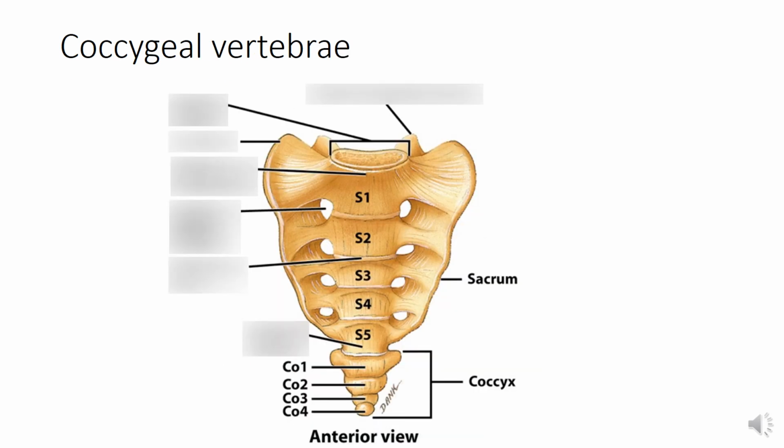Coccygeal vertebrae, or coccyx, consists of four terminal vertebrae which fuse to form a small triangular bone, the broad base of which articulates with the tip of the sacrum. So here you can see, this is the last part of the vertebral column.